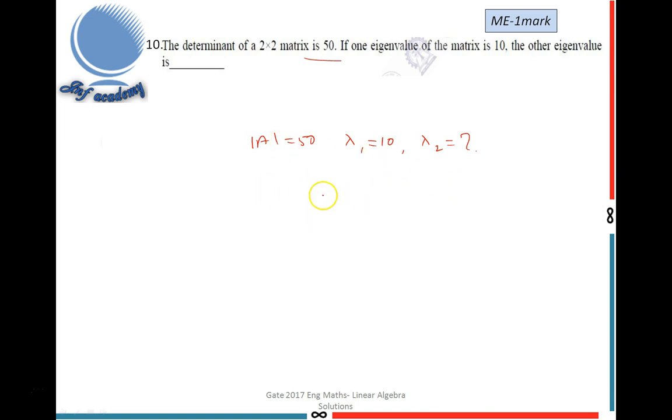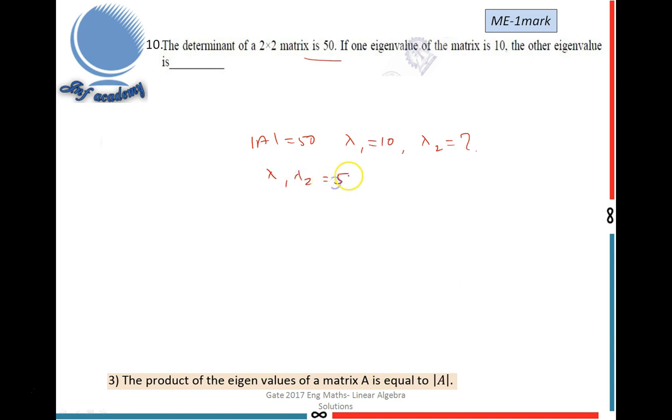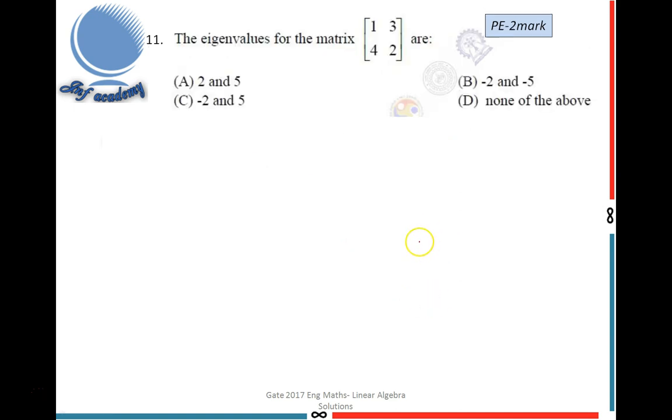Here I use another property, that is, the product of the eigenvalues of a matrix A is equal to the determinant of A. So lambda 1 into lambda 2 equals the determinant of A, which is given as 50. Lambda 1 is 10, so 10 lambda 2 equals 50. So lambda 2 equals 50 by 10, which is 5. So the final answer is 5. Next, let's move on to the 11th problem.